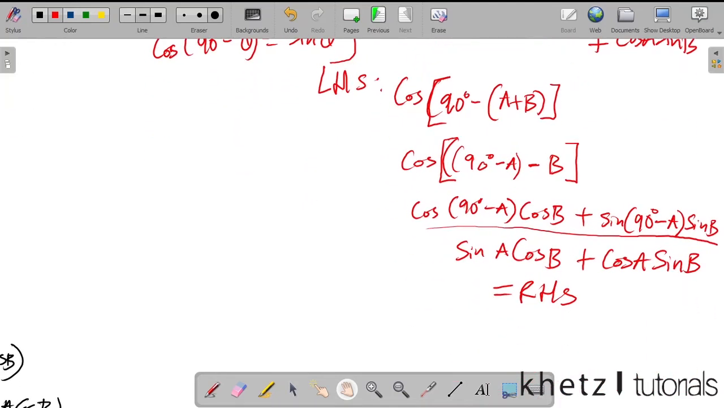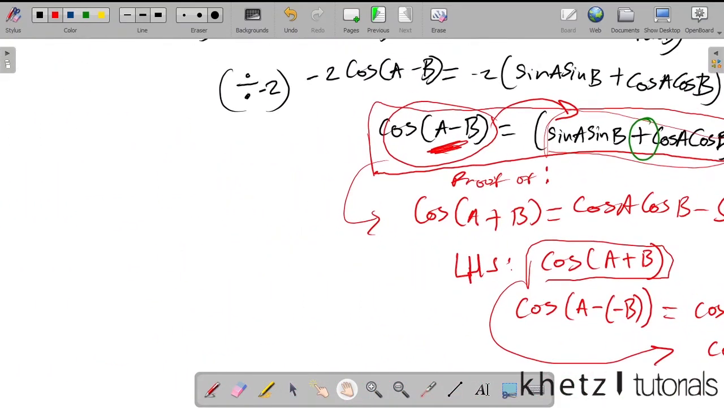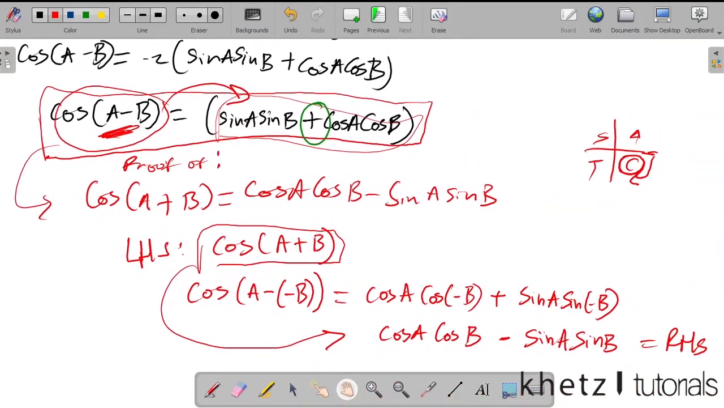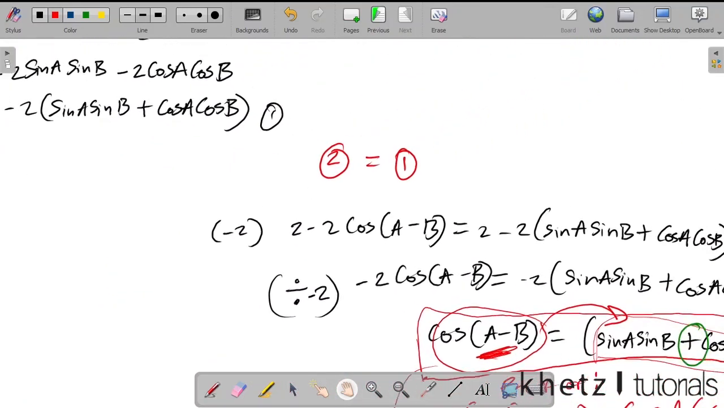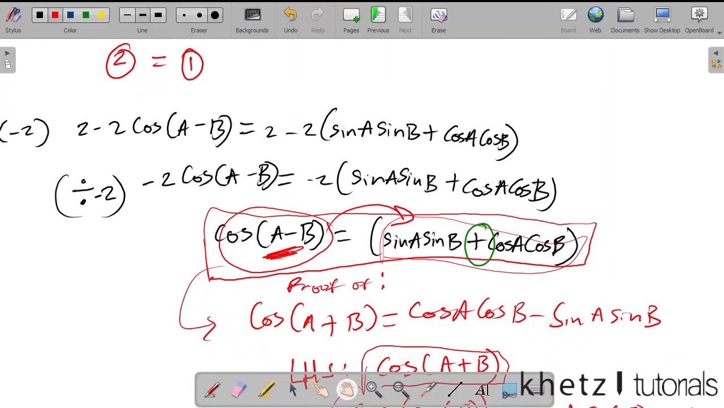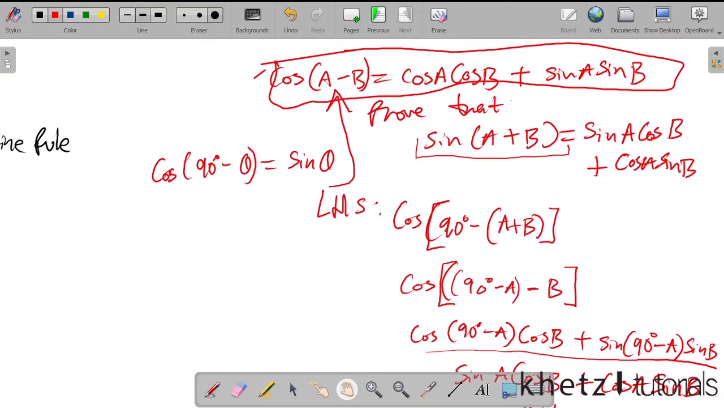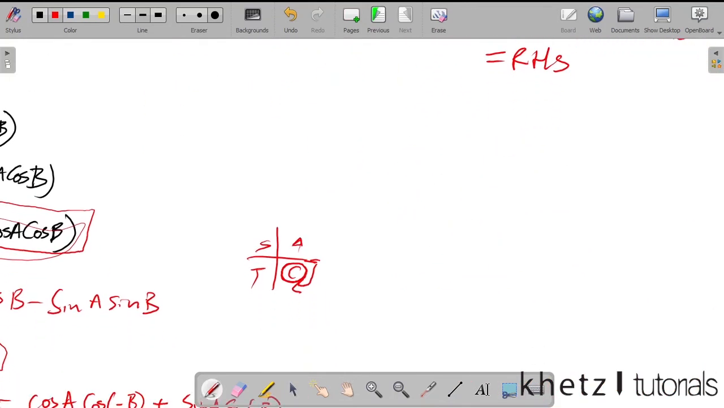I'm going to move along to another proof. So this is the last one. We first proved this, and after that we proved cosine of A plus B, and then after that we proved that sine of A plus B is equal to that. So we're only left with one proof, and that will be it for this particular video. So let's do that last proof.